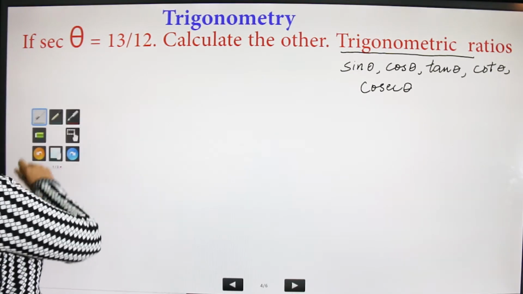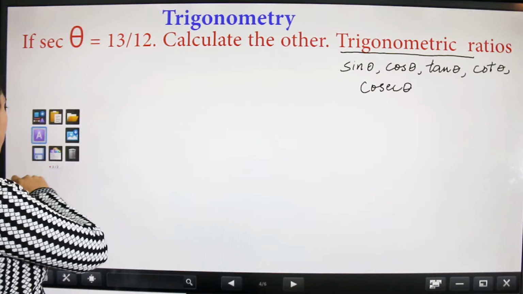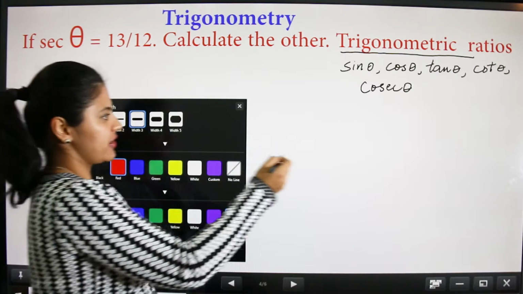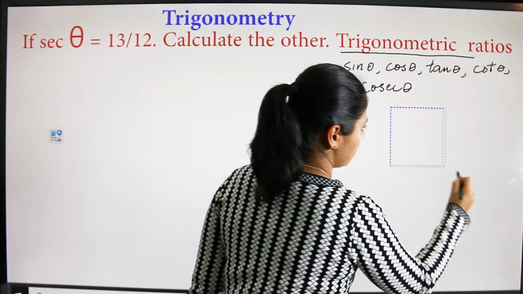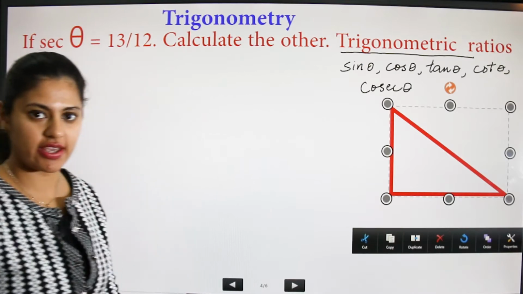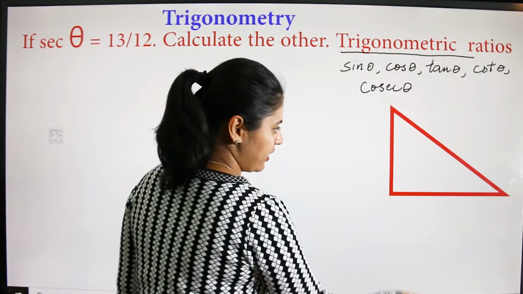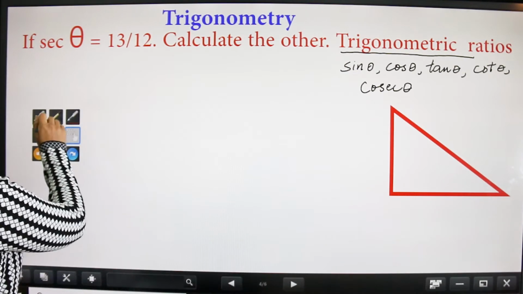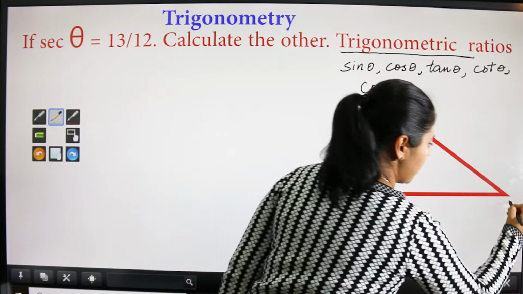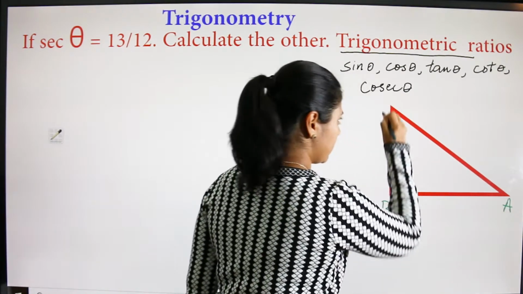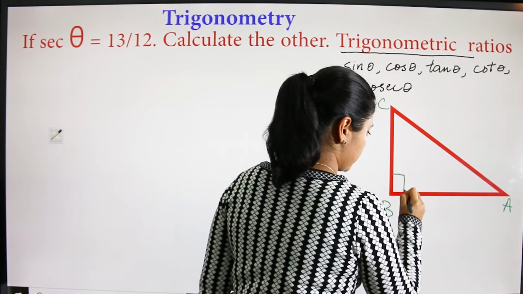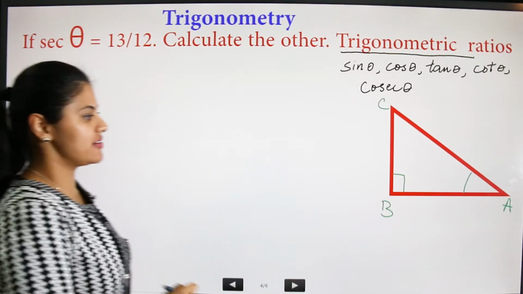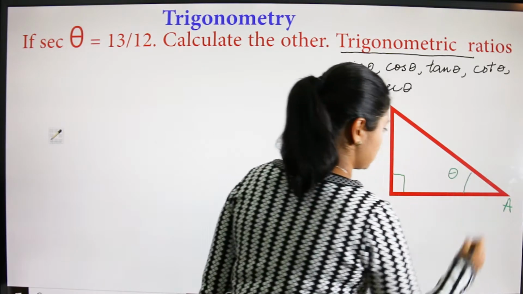Let's see that. First of all, we need a triangle for this one. So, let's draw the right angle triangle. Here we go, that's the right angle triangle. Now, in the right angle triangle, let it be A, B and C. Let's take this as A, this as B, and this as C. And it's right angle at B. And there is a theta, you're going to assume theta as this.